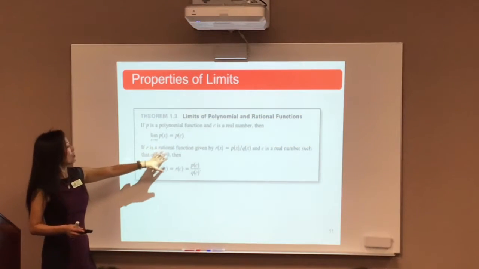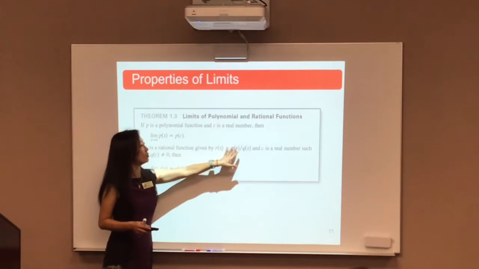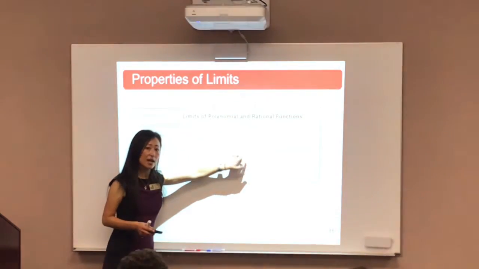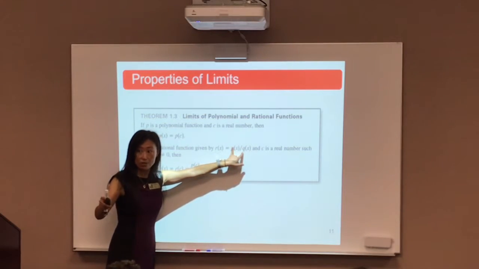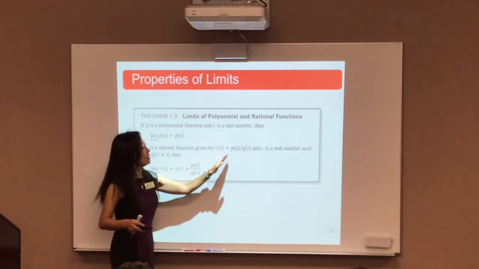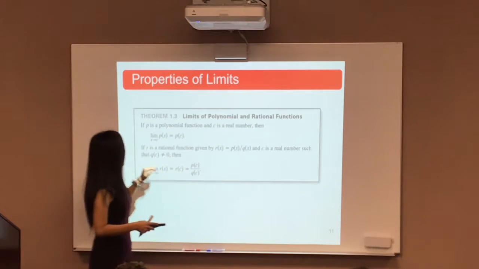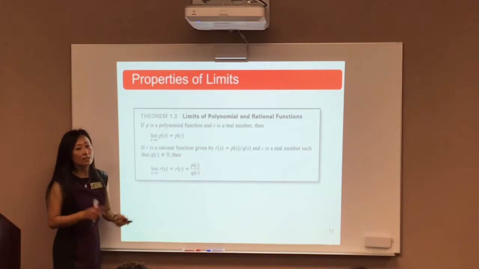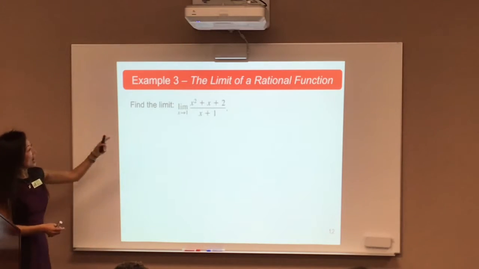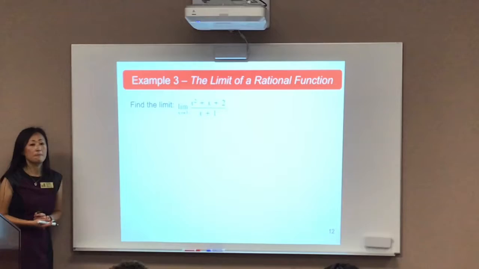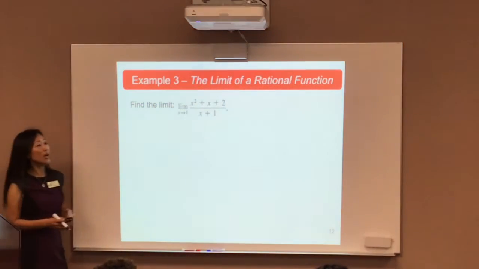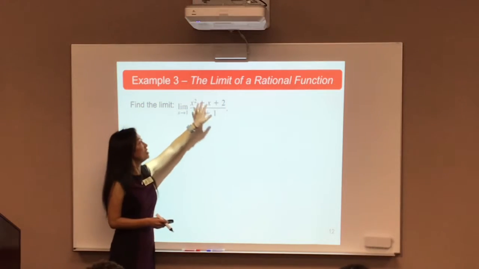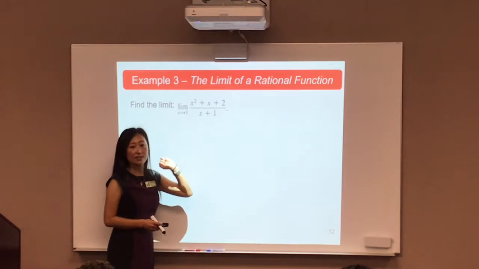So if R is a rational function given by R of x equal to P of x over Q of x, I have two functions. I'll explain to you in a minute. Let's just read for now. And C is a real number such that Q of C is not equal to 0, then I can write it as this. So in other words, I have this function right here. So you have two functions, P of x and Q of x.